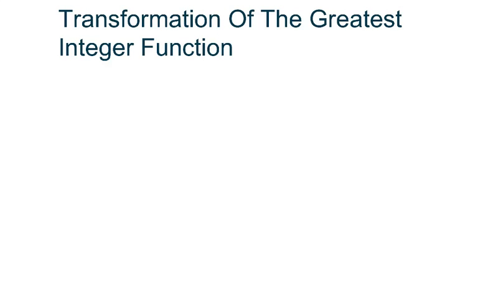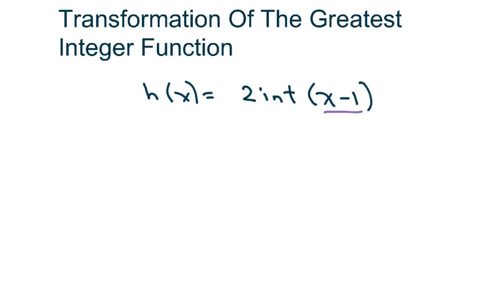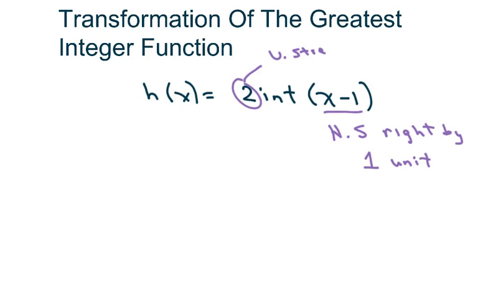Hi everyone, we're going to transform the greatest integer function, and we're going to do two transformations. We're going to vertically stretch it by 2, and shift it to the right by 1. So this is your horizontal shift to the right by 1 unit. And this is your vertical stretch by a factor of 2.